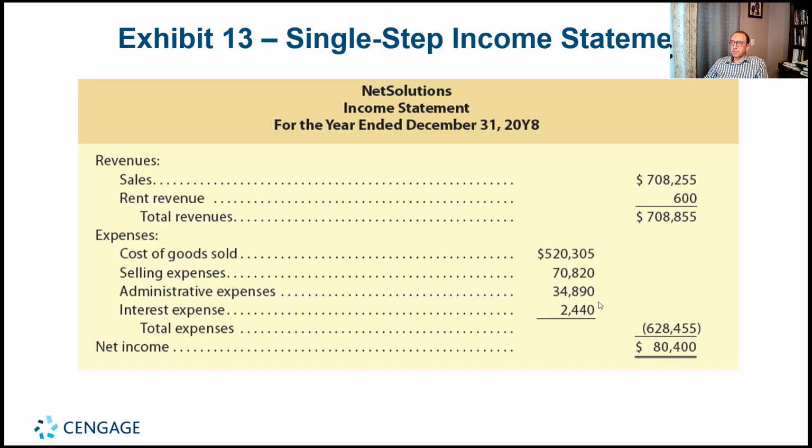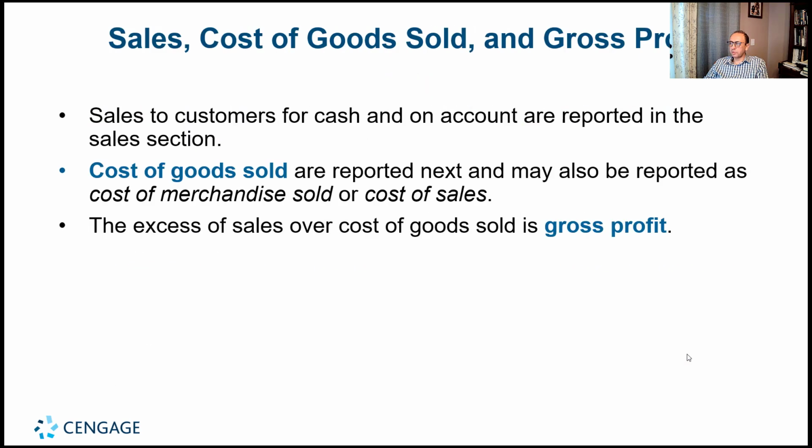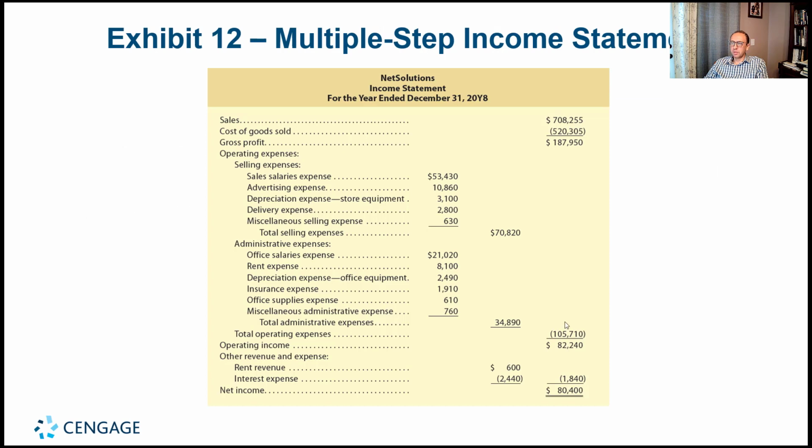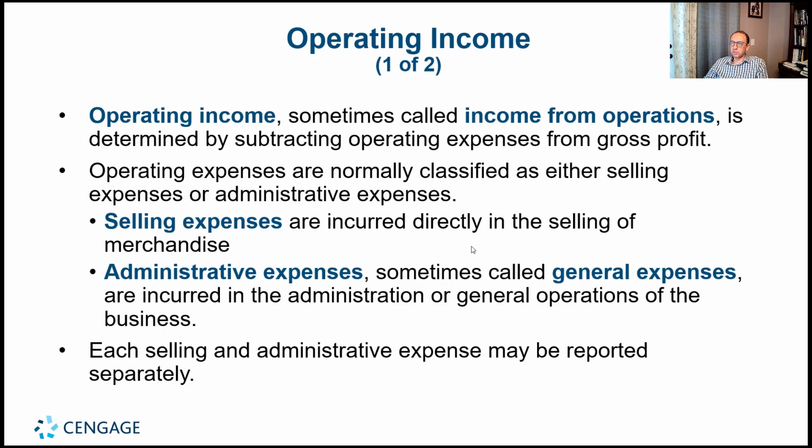The single step income statement is much simpler than that. The only problem with it is it doesn't provide enough information if you want more information. So basically we sum all the revenues, we sum all the expenses, and compare these two numbers or get the difference to get the net income. The bottom line net income has to be the same. It won't be different. So if we look at this number and compare it to what we had here, it's the same number. It's just how we presented the information that makes the difference.